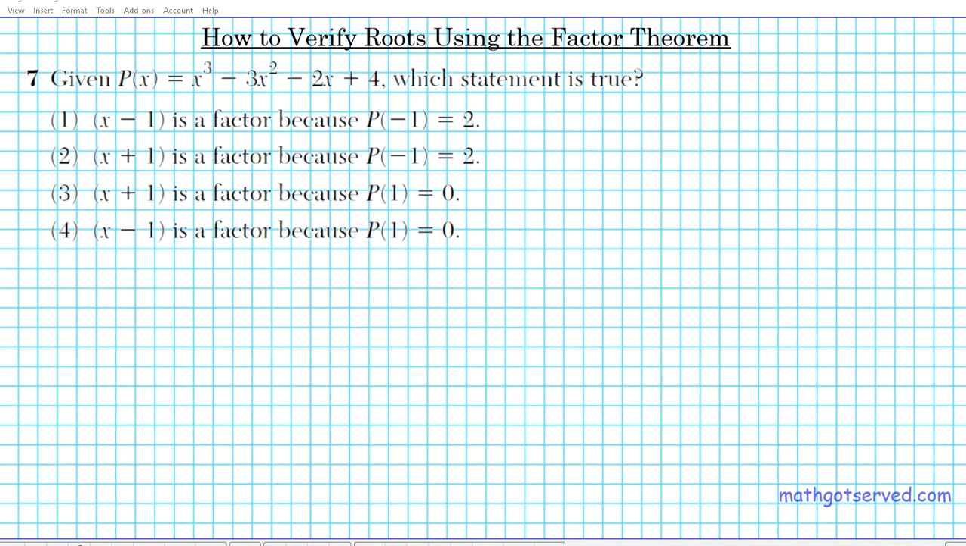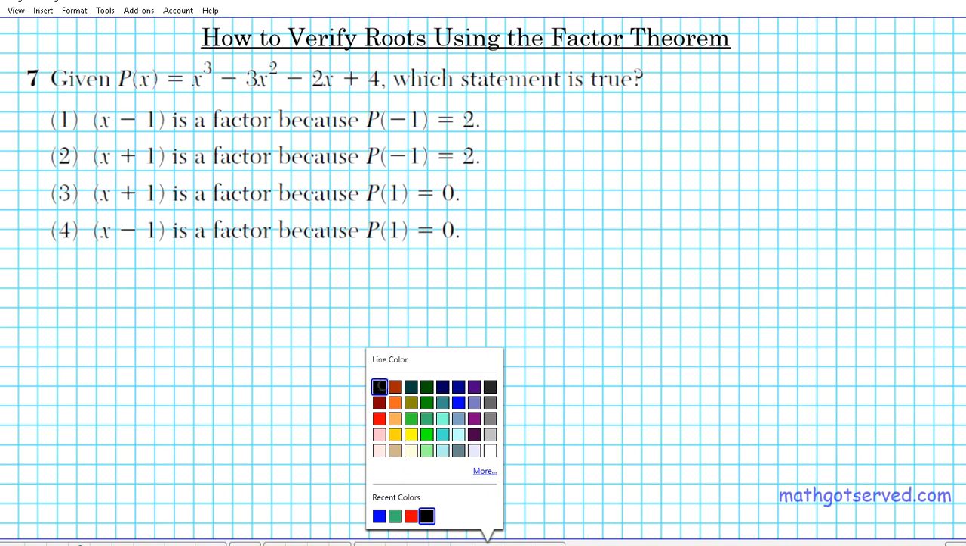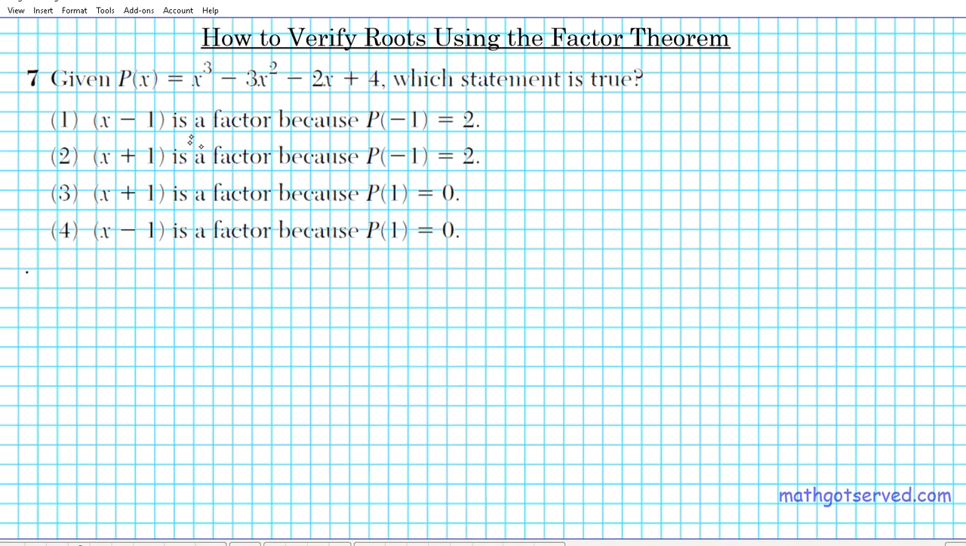Alright, let's take a look at question 7. In question 7, you're being assessed on how to verify if factors are roots of a polynomial using the factor theorem. Okay? Question 7 reads, given p of x equals x to the third minus 3x squared minus 2x plus 4, which statement is true?